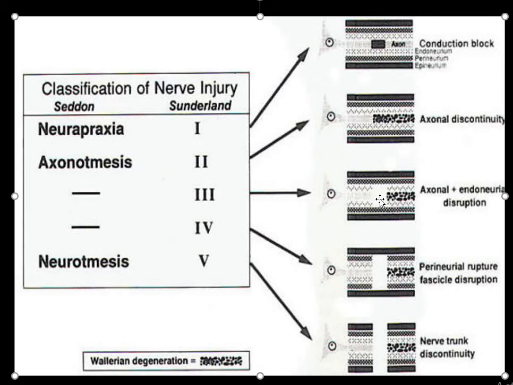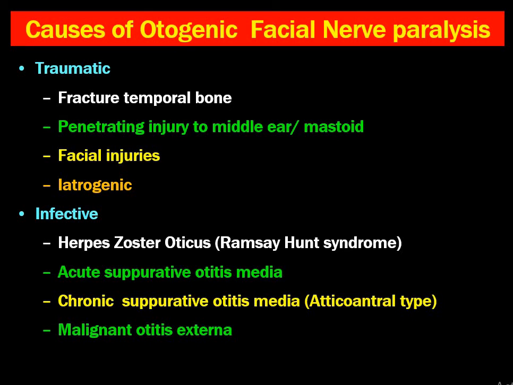This is like neurotmesis. In fourth degree, there will be perineurial rupture and fascicular disruption. This is almost incomplete paralysis. And in the fifth type, there will be complete nerve trunk discontinuity, which leads to synkinesis or mass movement of the muscles.